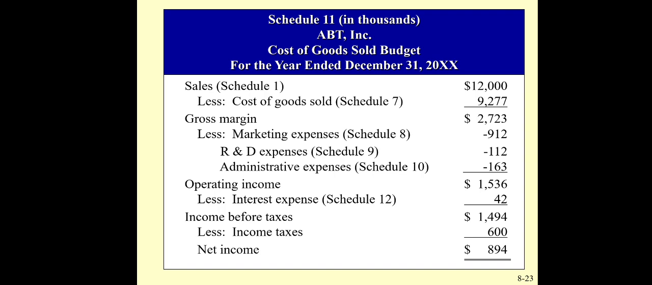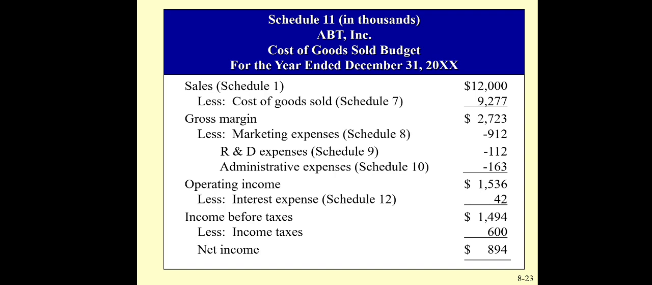Sales minus beginning inventory plus purchases minus ending inventory. Cost of goods sold is beginning inventory plus purchases and then minus ending inventory. Okay, so that is the basic calculation for the cost of goods sold.